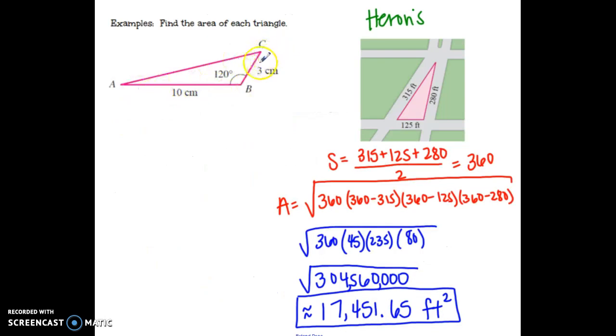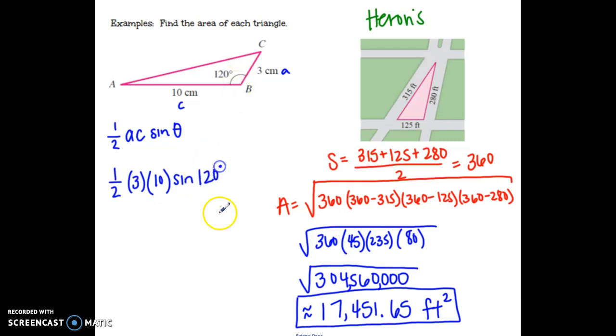So this example down at the bottom of the page, take a look at that. We have two sides and the angle in between them. It does not matter, again, that this is side C and this is side A. Instead, just think of it as, for this formula, we're going to do 1/2 times our two sides, so times A times C, and then times the sine of that theta. So in this case, 1/2 times the first side, 3, times the second side, which is 10, times the sine of our angle, which is 120 degrees.